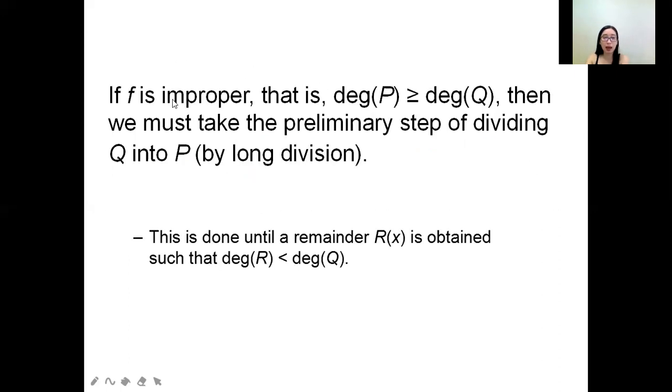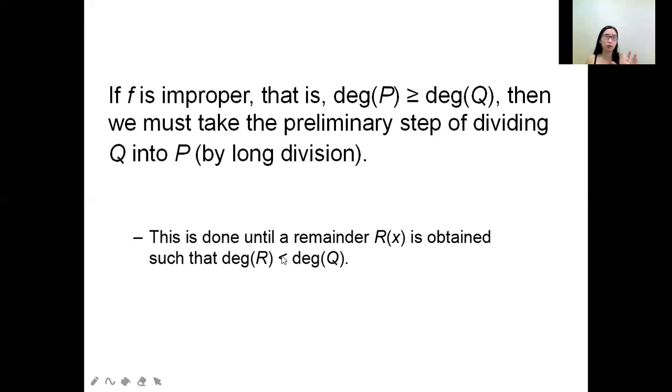Okay, so if the function is improper, that is, the degree of p is greater than the degree of q, then we must take the preliminary step of dividing q into p. So mag-long division ta. That is done until a remainder is obtained such that the degree of r is lesser than the degree of q. So mura ra kag nag-treat og fractions. Di ba? Mura ra kag nag-treat og fractions.